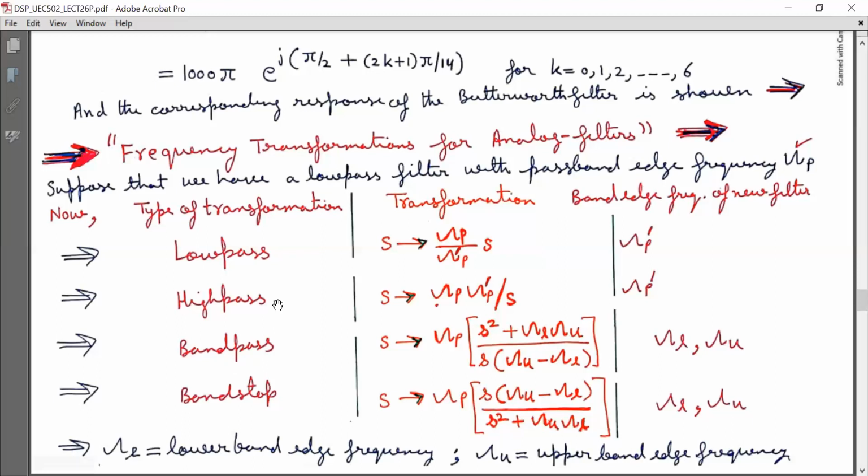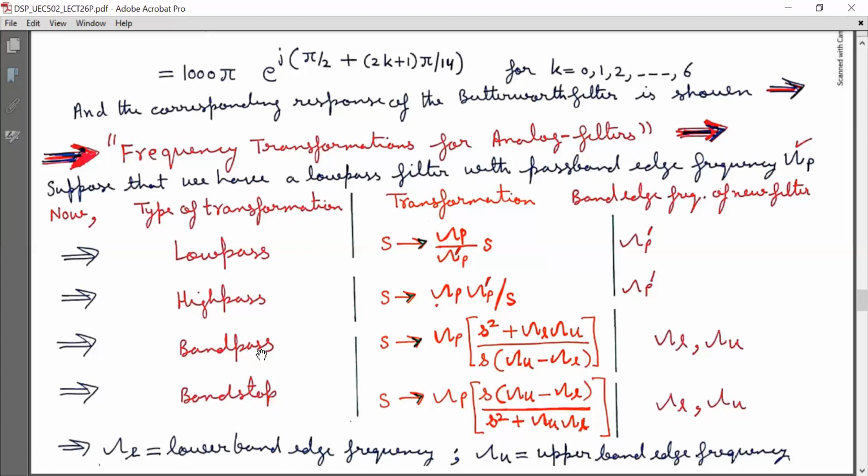Then in the system function H(s) of the low pass filter, I will replace s with omega p times (s squared plus omega L times omega U) divided by s times (omega U minus omega L). And this is how I can transform the system function for the low pass filter to the system function of the band pass filter.